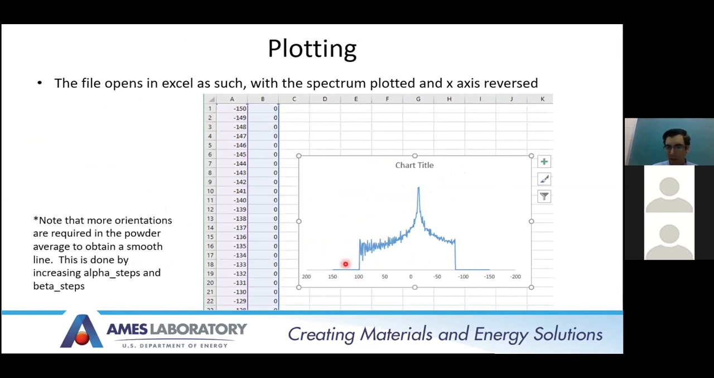So the line shape is jagged. If you'd want to get a smoother line shape, you'd have to either apply some line broadening or calculate more orientations by increasing alpha steps and beta steps. Alternatively, you could just use interpolated powder averaging instead of this step-by-step powder averaging.